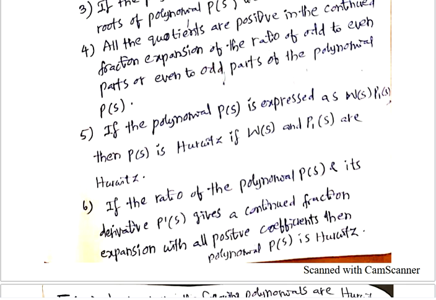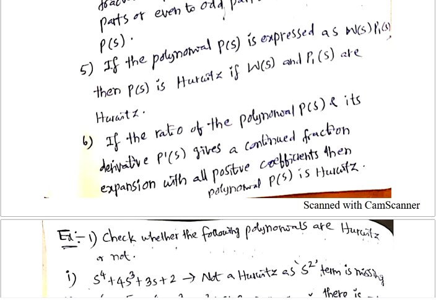When you do the fraction expansion, you will get some quotients, right? And those quotients should all be positive in this case. Then only it will be Hurwitz. And the fraction expansion can be done either for odd to even or even to odd parts, right? Either is fine.